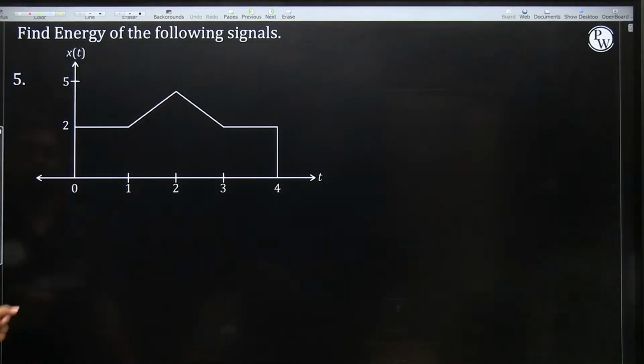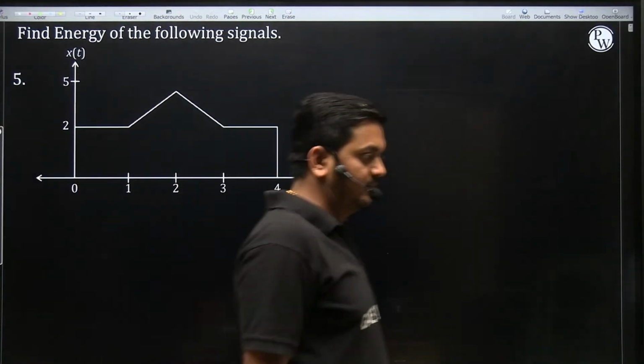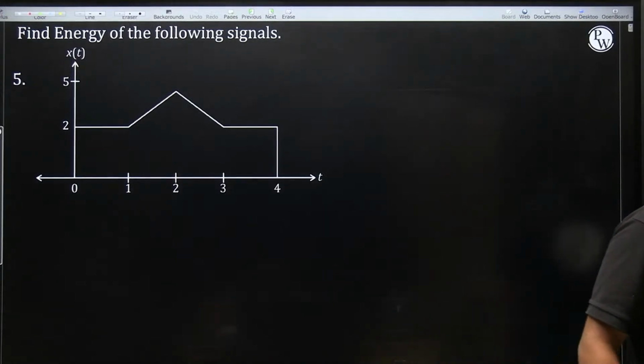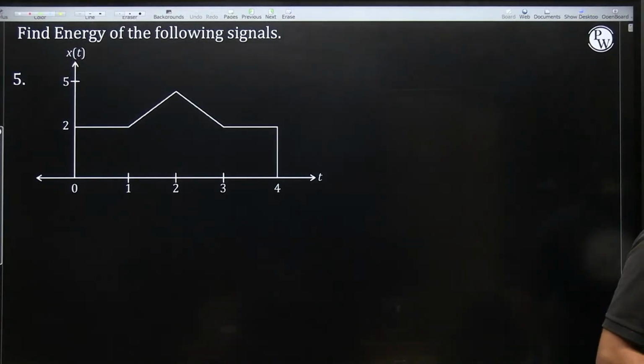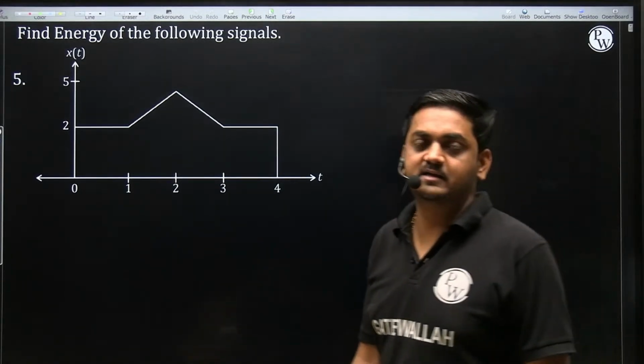See here. Tell me, split x of t into two signals in such a way that the addition of those two signals should be x of t. So, which signals? Tell me the number of signals. Split x of t in 2 or 3 or 4 any signals. Minimum number of signals. Only 2 signals. Overlapped occurs, guys.